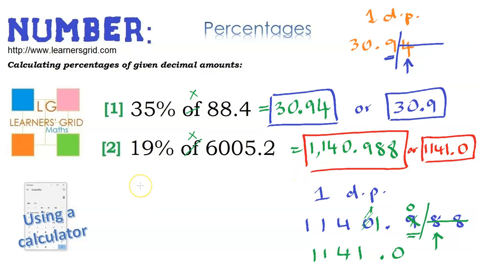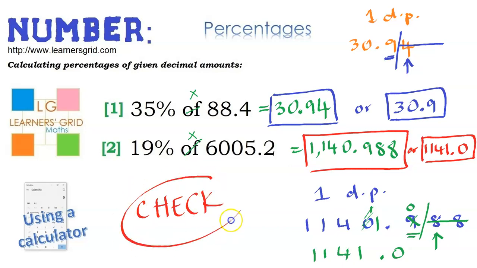Okay, and you should always have a quick check. It's a good habit to get into. Check for reasonableness. Are your answers reasonable? So 35 is less than 50, so my answer had better be less than half of 88. Half of 88, what is it? That's 44, and my answer is less. So it's probably not too far off.